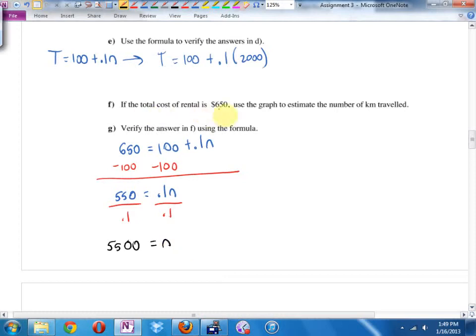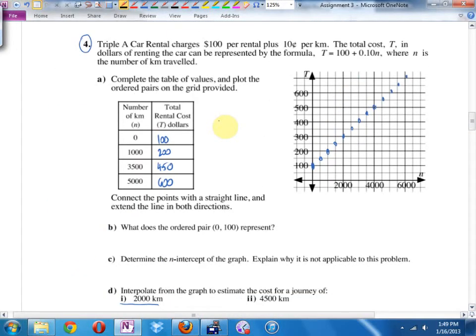Oh, that's using the formula in F, I could have done it with the graph as well. So $650 on the graph is right here. When I drop down, is that $5,500? It is? Cool. I'm right. Darren, is that okay? Yeah. Any others?